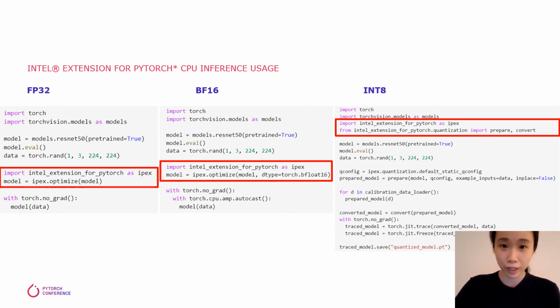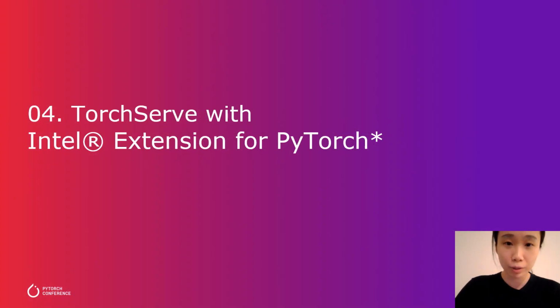Intel Extension for PyTorch provides simple front-end Python APIs for users to easily optimize their model to get performance optimizations. For FP32 and BFloat16, users simply need to import the Intel Extension for PyTorch package and apply ipex.optimize against their model object to apply optimizations to their model. As well as for Int8, the Intel Extension for PyTorch Int8 quantization API has the same look and feel as that of PyTorch. Now we will introduce TorchServe with Intel Extension for PyTorch.